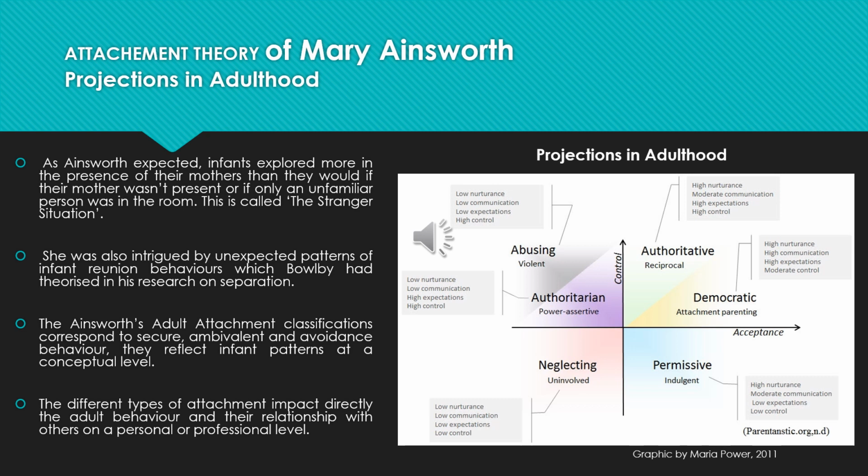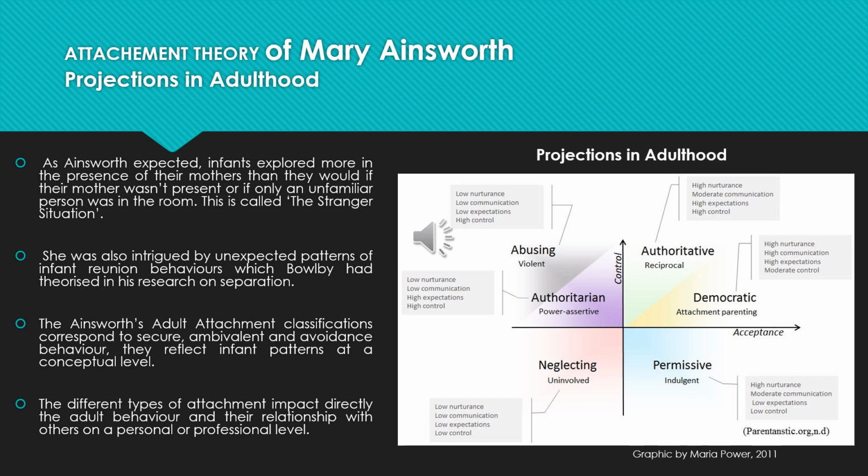Attachment theory of Mary Ainsworth. Projections in adulthood. As the previous picture describes, there are four types of attachment. As Ainsworth expected, infants explore more in the presence of their mothers than they would if their mother wasn't present, or if only an unfamiliar person was in the room. This is called the strange situation. She was also intrigued by unexpected patterns of infant reunion behaviors, which Bowlby had theorized in his research on separation.